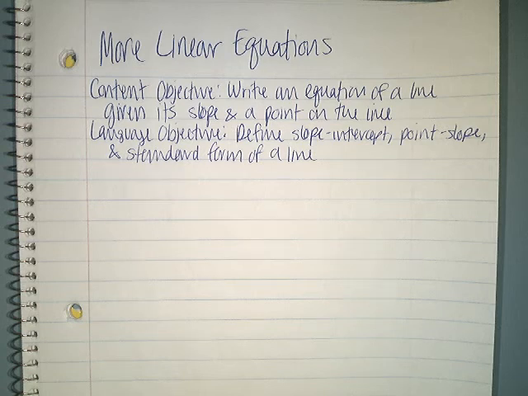Okay, so today's notes are on more linear equations. We did slope-intercept yesterday. Today we're going to talk about other forms. Our content objective is to write an equation of a line given its slope and a point on the line, and our language objective is to define slope-intercept, point-slope, and standard form of a line.